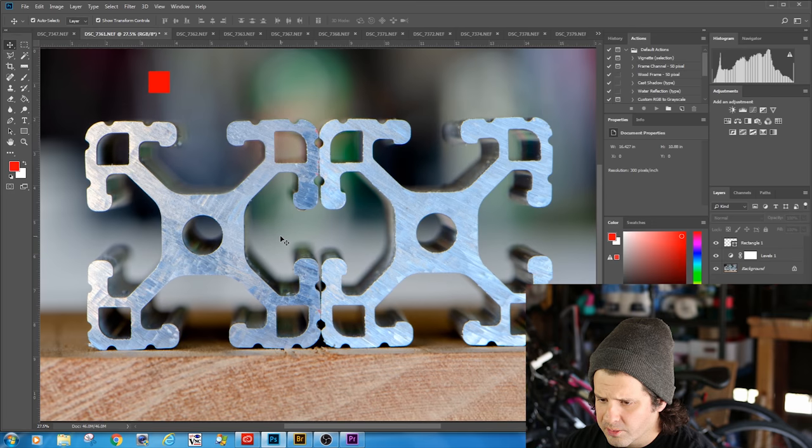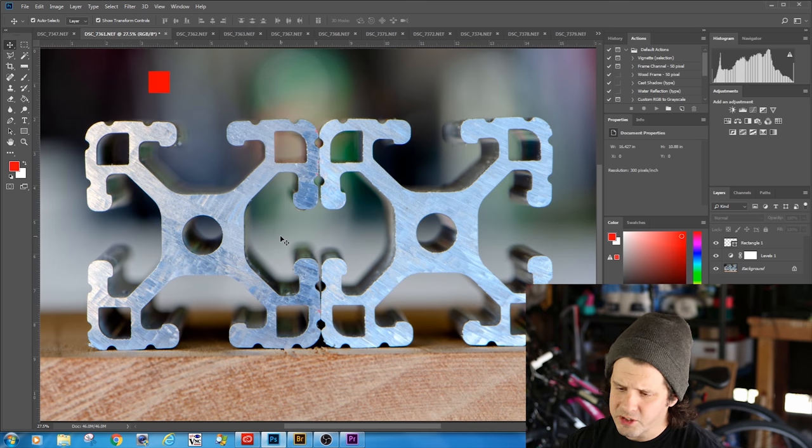I took a bunch of pictures of those cuts, and I thought they were kind of boring because it's a smaller extrusion, so I got the 1.5 by 1.5.